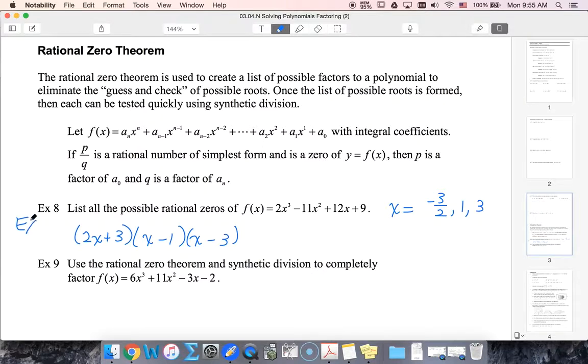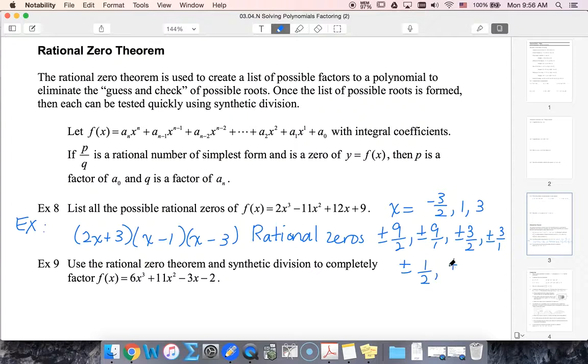so this is an example of how it could factor. I don't know if that's correct or not. The rational zeros would end up being ±9/2, ±9/1, ±3/2, ±3/1, and then ±1/2, ±1/1. So these are all the different possibilities that I could have based on constant divided by leading coefficient.